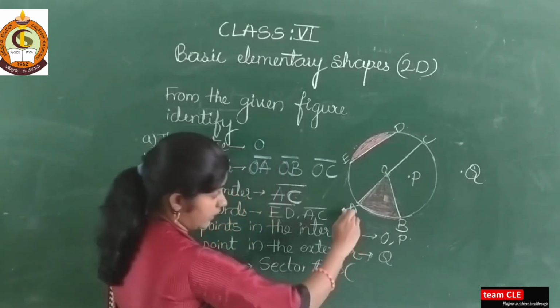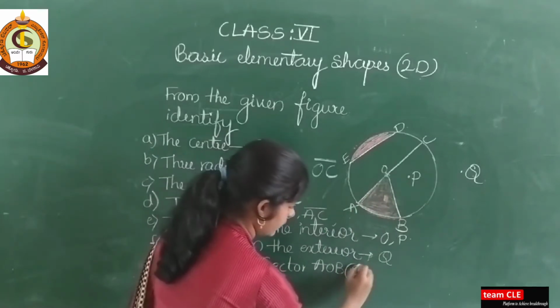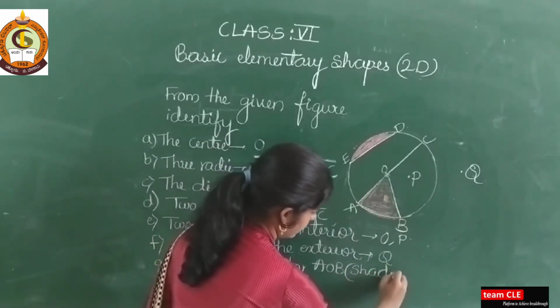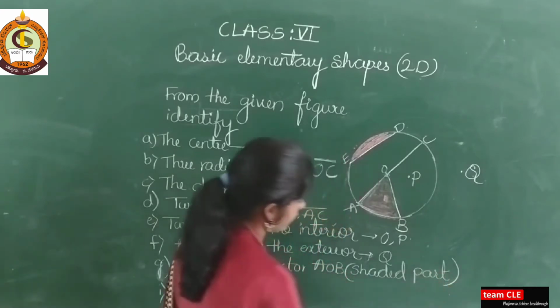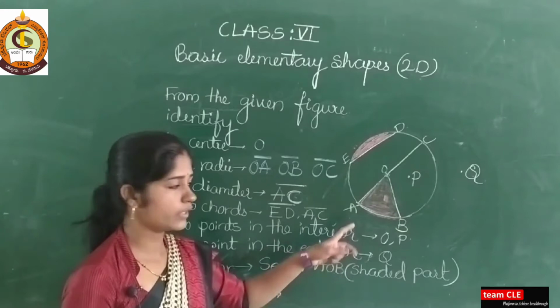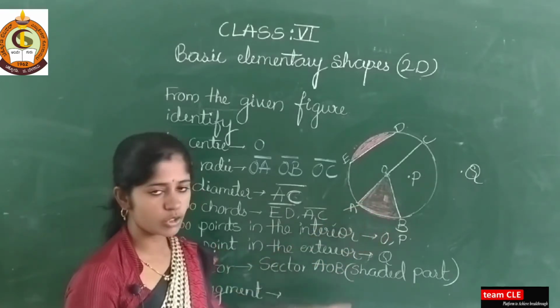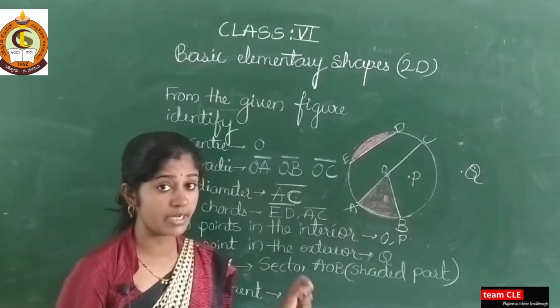AOB, not the boundary, this shaded part. So here you have to write shaded part. Okay, AOB is the sector. Sector means the area enclosed by two radii and an arc of the circle. So you have to write in bracket shaded part.